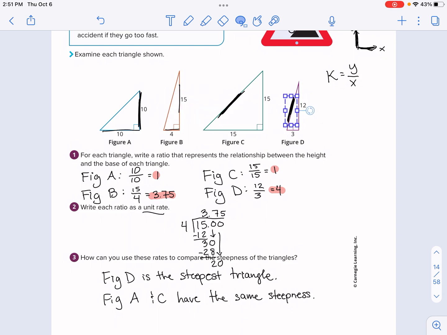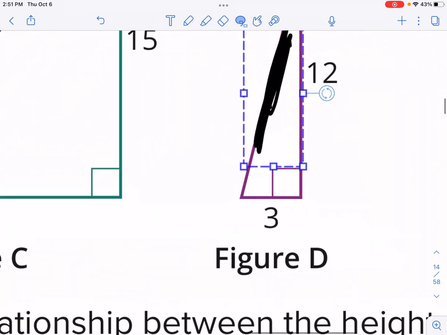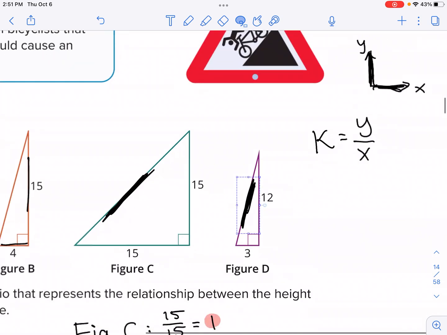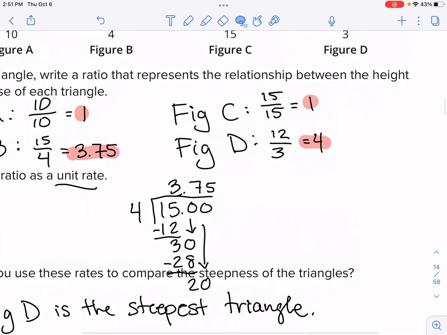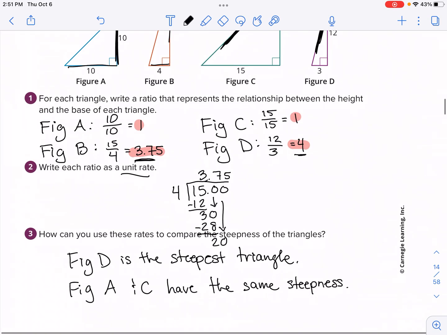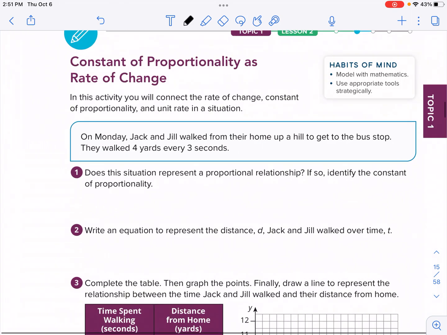Let's take that. It's kind of hard to see. It looks like it's just about the same, but they're going to be close because 3.75 is really close to 4. Okay, but figure D is the steepest. All right, let's go to activity 1.